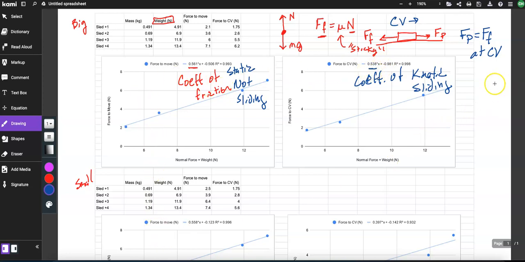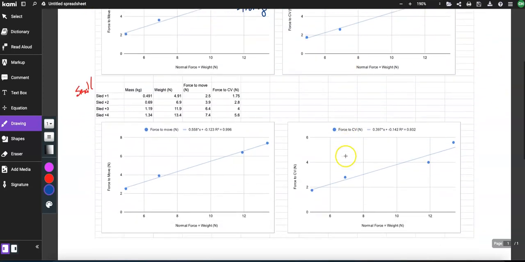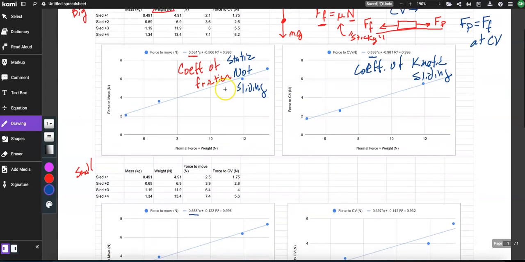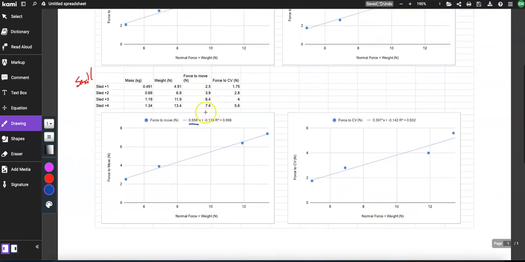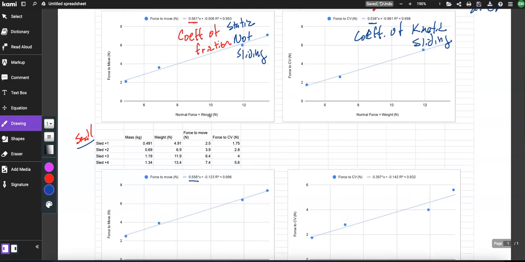On the second one, you get the same type of trend. When I plot the weight and the force to move, I get this graph, and this is also 0.558. It's a little bit smaller. I actually used your numbers that you had crossed out because you really do need those. And you'll notice that on the smaller surface area, you really didn't get too much of a change. It went from 0.561 to 0.558, so it didn't really affect that.